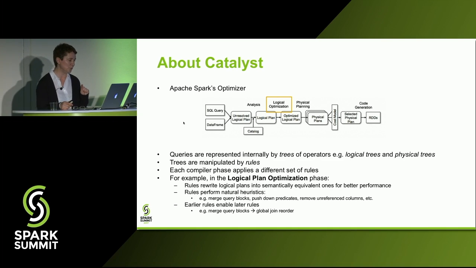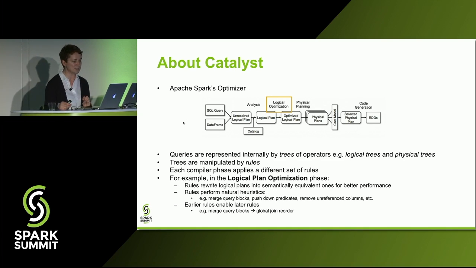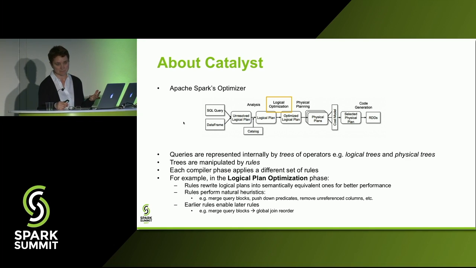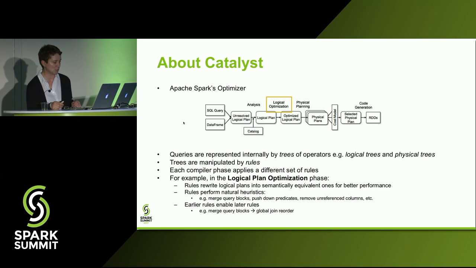Before starting presenting our enhancements, a few words about Catalyst. Catalyst is Apache Spark's optimizer. Internally, the queries are represented as tree operators. So we have logical trees and physical trees. Trees are manipulated by rules. Catalyst is mainly a rule-based optimizer. Each compiler phase applies a different set of rules.